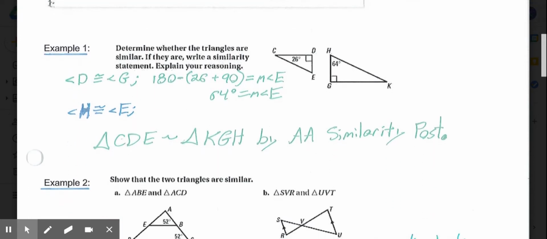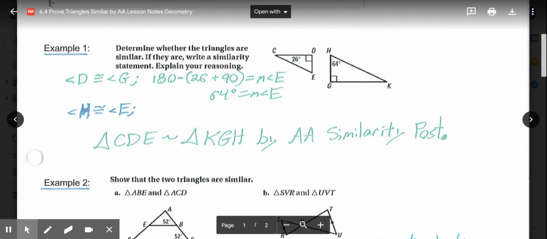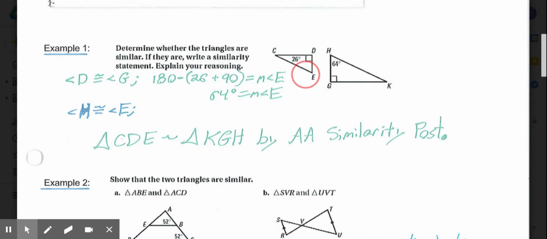Example 1 says determine whether the triangles are similar. If they are, write a similarity statement. Explain your reasoning. So let's look at what we're given. We have triangle CDE here with a right angle of 90 degrees and angle C being 26. So we're missing angle E. And then on triangle HGK, we have our 90-degree angle, H is 64, and we're missing K.